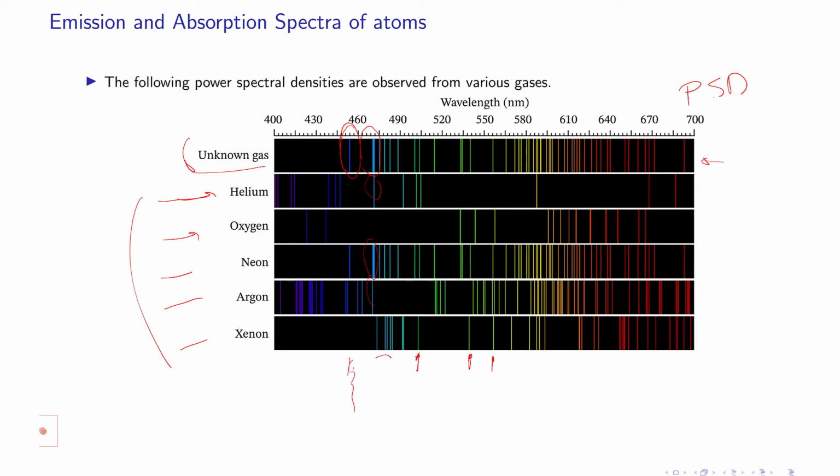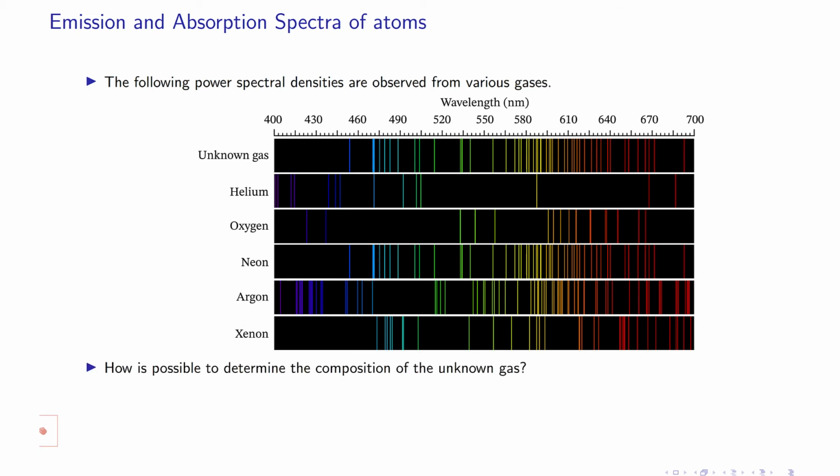Not only can the gas only emit these spectra, but also if you take white noise as a light and apply it to this gas, the gas could only absorb energy at these frequencies. So every gas, for instance argon, could only emit at this frequency, but also could only absorb energy at this frequency. It does not absorb energy at other frequencies. The energy of the light goes through at all other frequencies. So it's like a resonance at those frequencies.